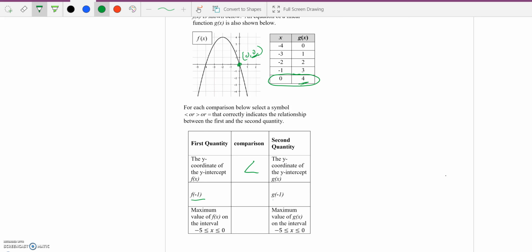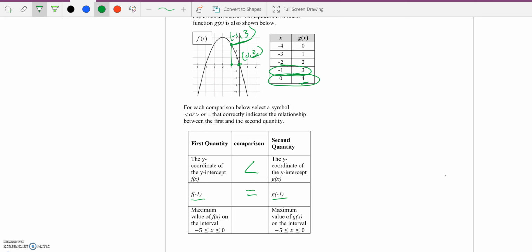F of negative 1 compared to g of negative 1. Well, f of negative 1, here's x being negative 1. I go up. I'm at 3. For my g function, that's here, negative 1, 3. These two values are the same, so they're equal.